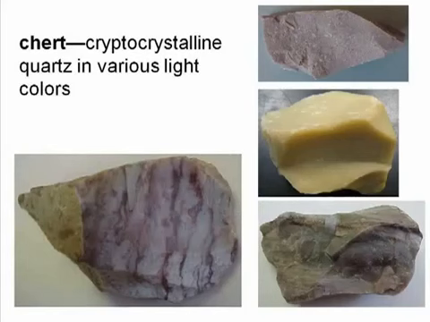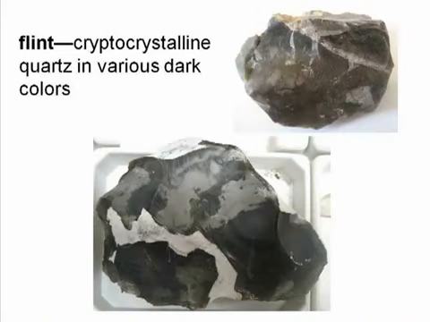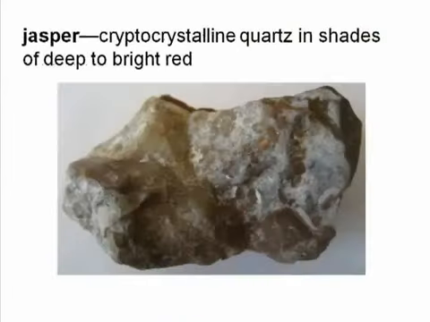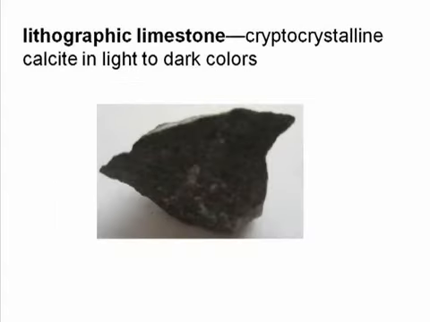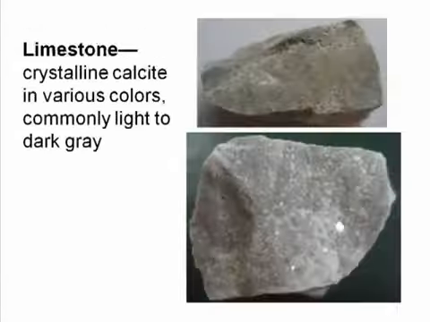Chert is cryptocrystalline quartz in various light colors. Flint is cryptocrystalline quartz when it is dark colors such as dark gray to black. Cryptocrystalline quartz in shades of deep to bright red is jasper. Cryptocrystalline calcite in light to dark colors is lithographic limestone. Slabs used to be used in printing.